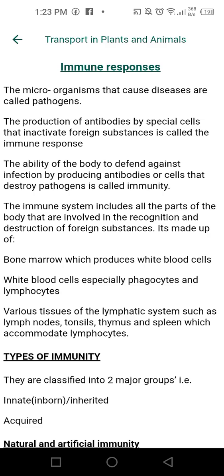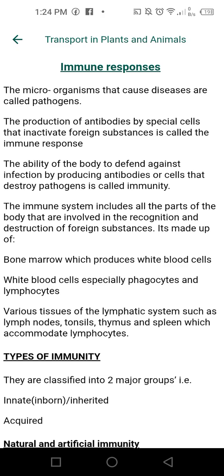Immune responses. The microorganisms that cause diseases are called pathogens. The production of antibodies by special cells that inactivate foreign substances is called the immune response. The ability of the body to defend against infection by producing antibodies or cells that destroy pathogens is called immunity.